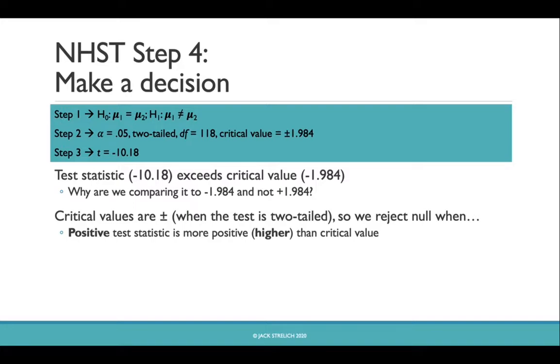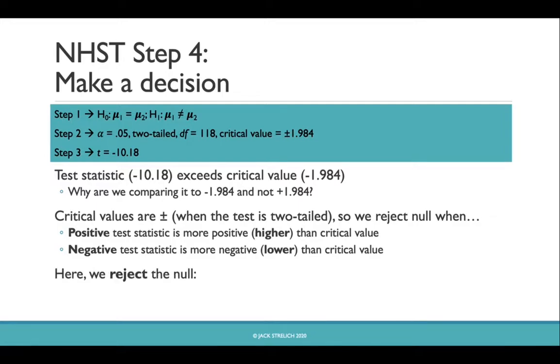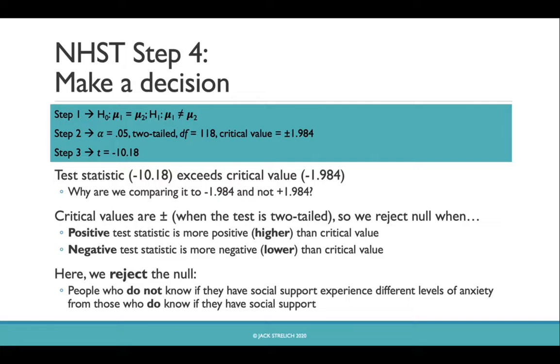is more positive, higher, than the positive critical value, or when a negative test statistic is more negative, is lower than the negative critical value. In this case, we reject the null because our test statistic exceeds the critical value. And we would conclude that people who do not know if they have social support experience significantly different levels of anxiety compared to people who do know that they have social support.